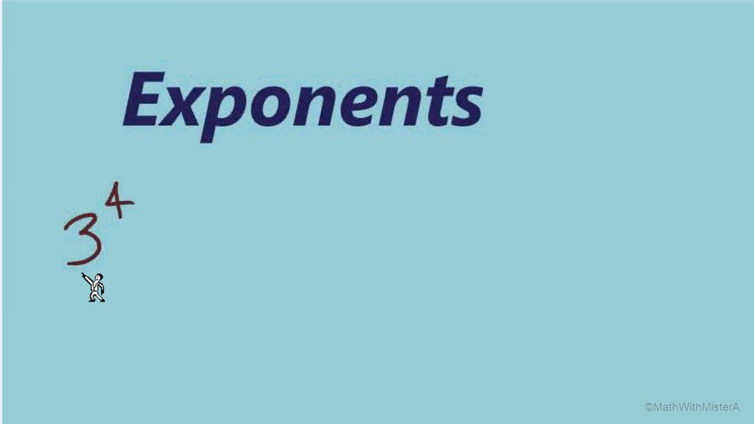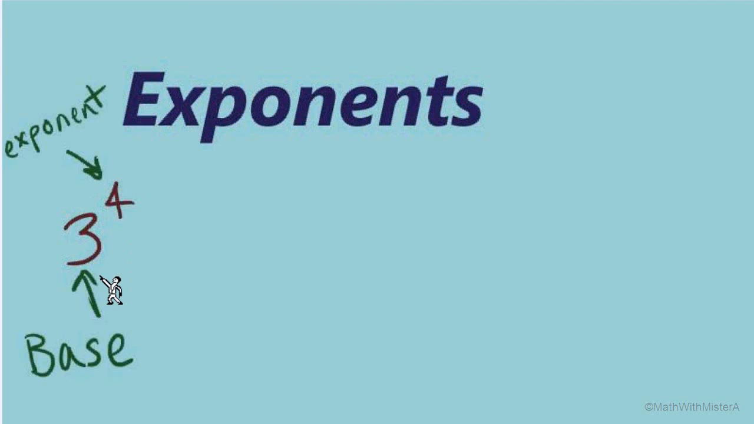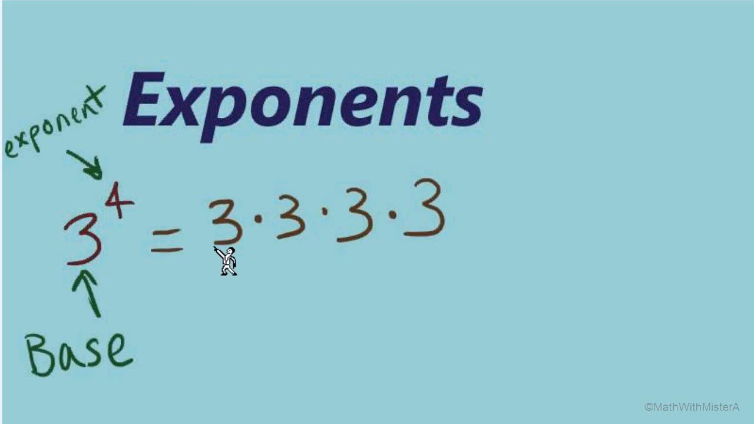This is an exponential form, 3 to the power of 4, you could say, or 3 to the 4th power. First, let's cover the terminology. The little guy, the 4 in this case, is what we would call the exponent. The number 3 is the base. And this exponential expression tells us it's 3 times 3 times 3 times 3.